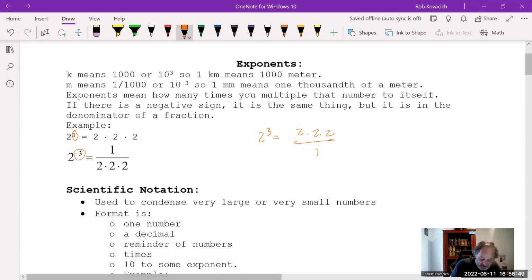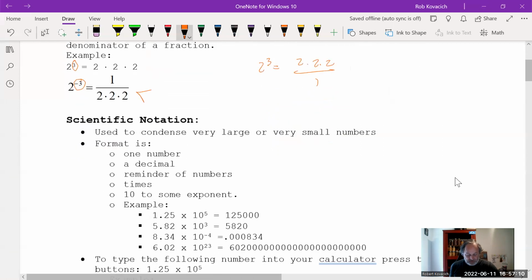The negative sign is what I have here. It's the exact same thing, except everything's in the denominator. So instead of multiplying by 2 3 times, I'm actually dividing by 2 3 times. Okay, so this is going to apply directly to our next topic, which is scientific notation.